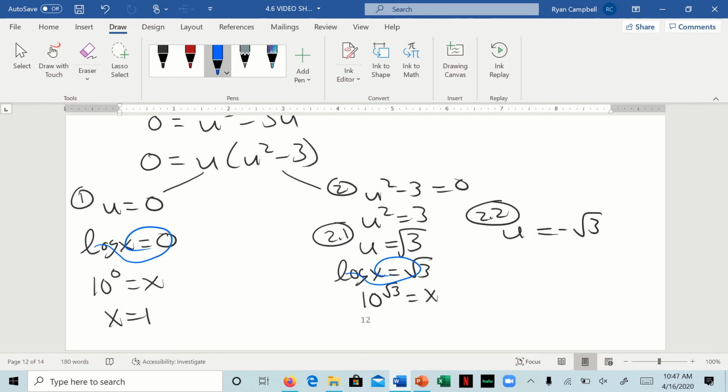And then for the last one, same thing. So that's just going to be 10 to the negative square root of 3 equals x.